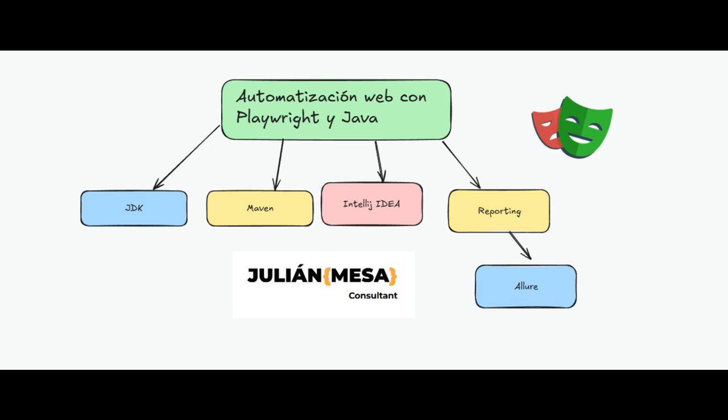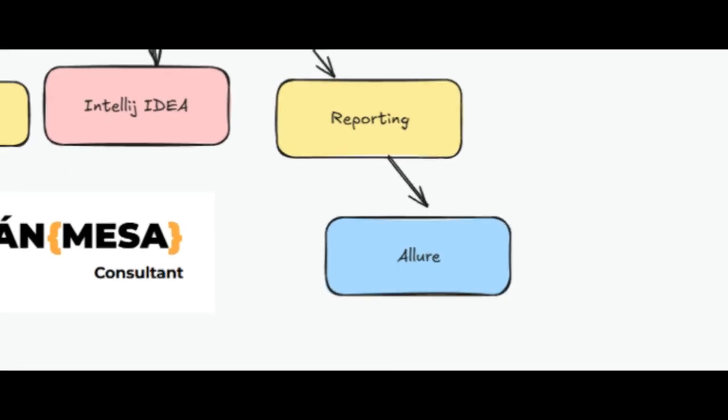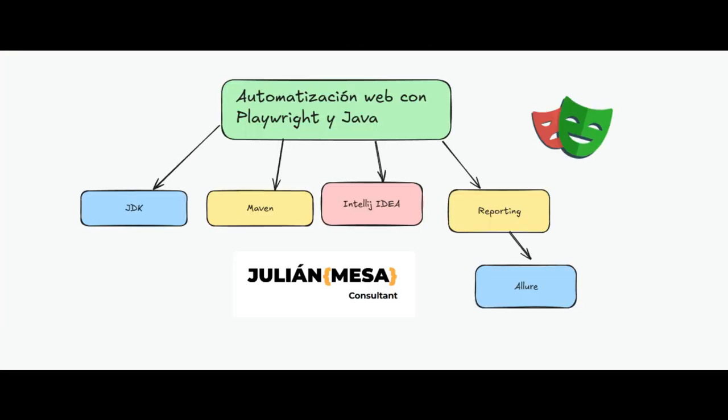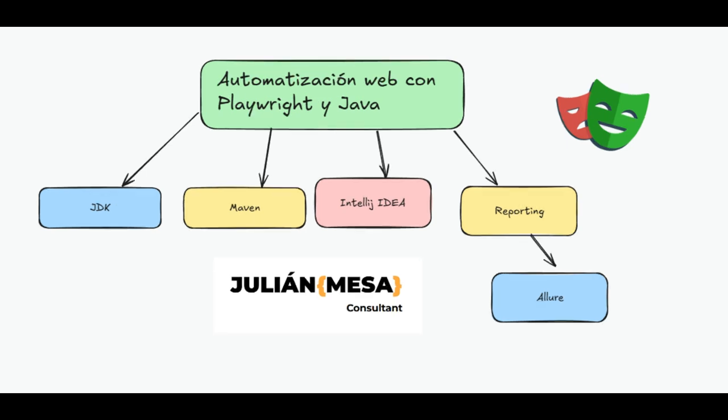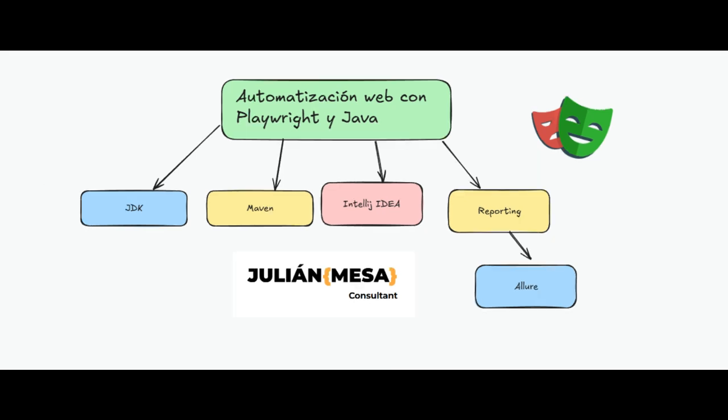In this video, we're going to see how to integrate what we've already done with a report generation library. This library is called Allure and it's widely used in test automation because it offers many interesting features and a very descriptive report, and it is multilingual. It integrates with different tools and is very easy to use. So, we're going to see how to integrate that framework into what we currently have.